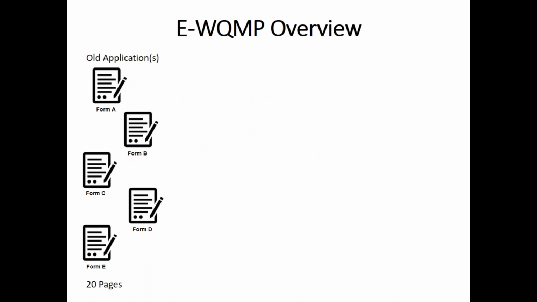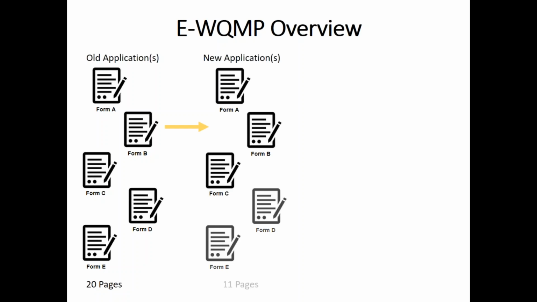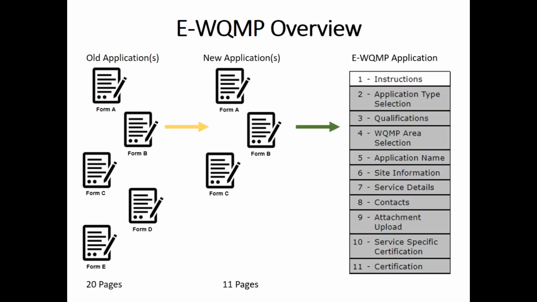In the beginning, for applications to be submitted to the office, you had several different forms, which totaled 20 pages. After the new rules were adopted, it went to 3 forms, but it was still 11 pages, which was a lot. With this new process, what we have now is 11 sections, and I'm going to go through the sections.